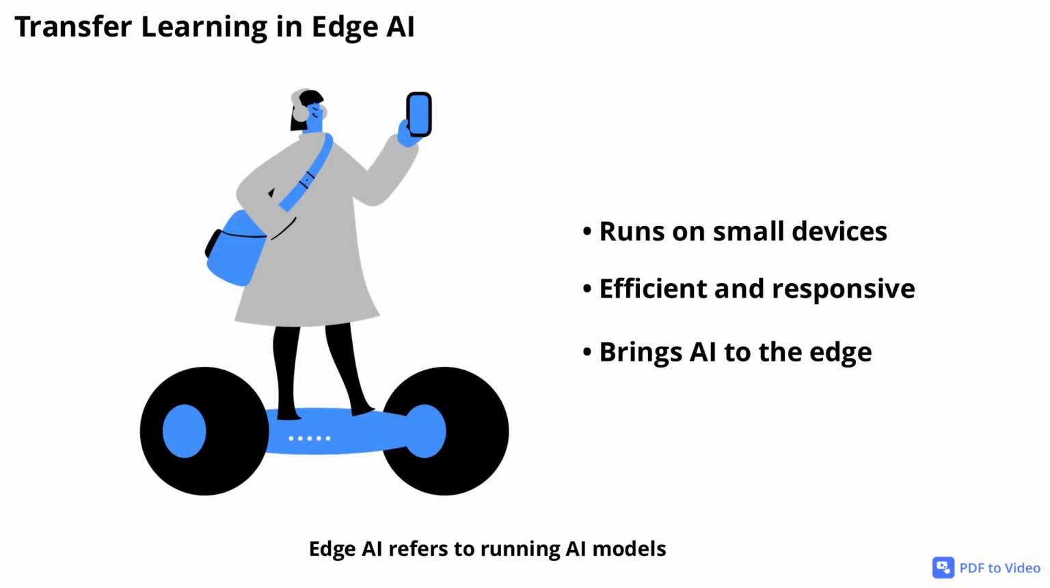Edge AI refers to running AI models on devices like smartphones or IoT sensors. Transfer learning allows these devices to use compact, fine-tuned models that perform well with limited computational resources, making AI more accessible and responsive at the edge.